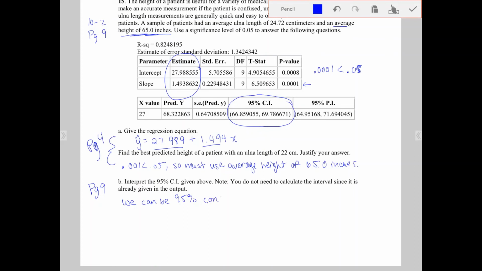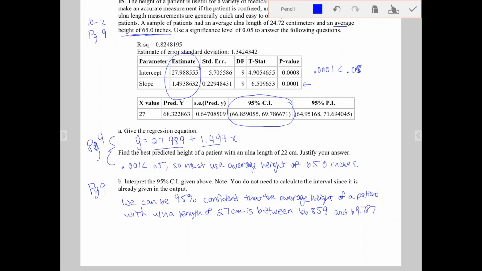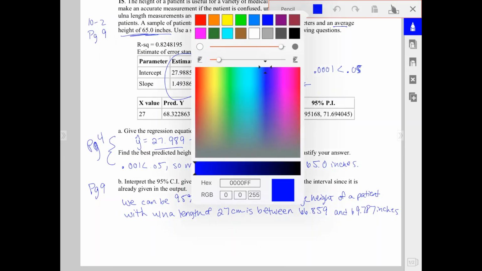It says we can be 95% confident that the average height of a patient with ulna length of 27 centimeters is between 66.859 and 69.787 inches. So that's for the confidence interval.